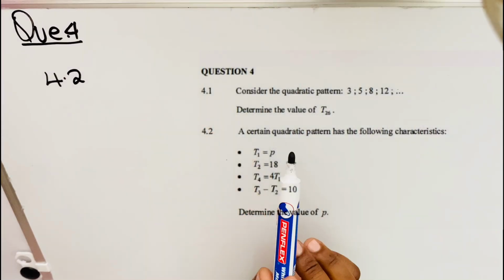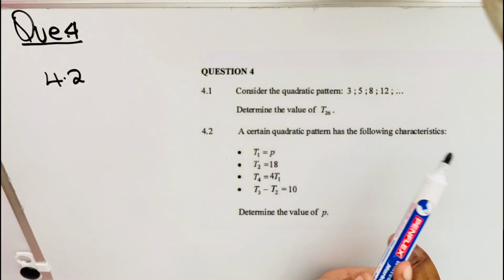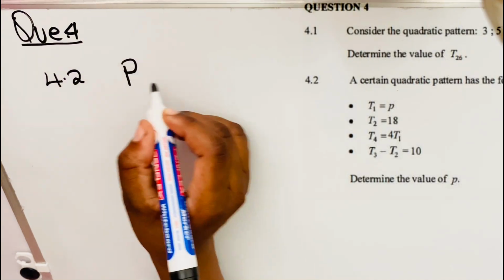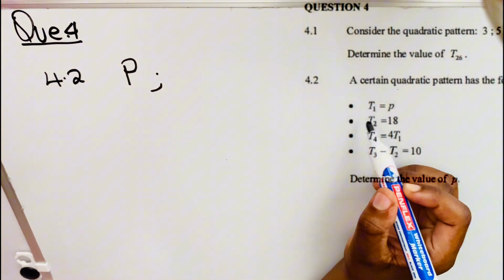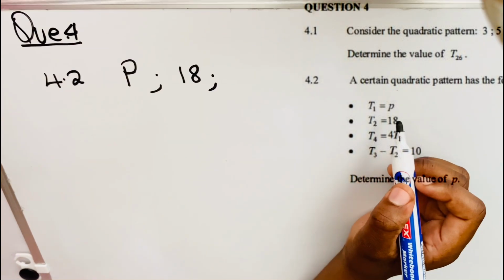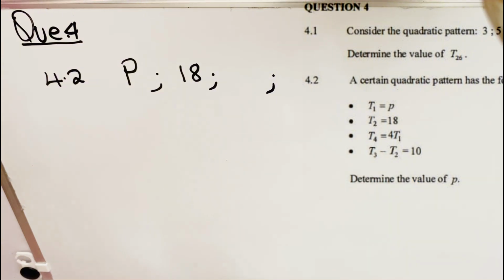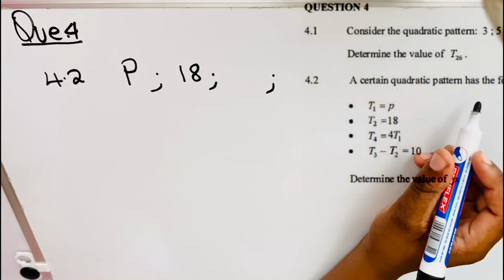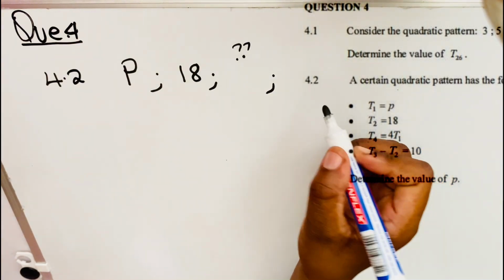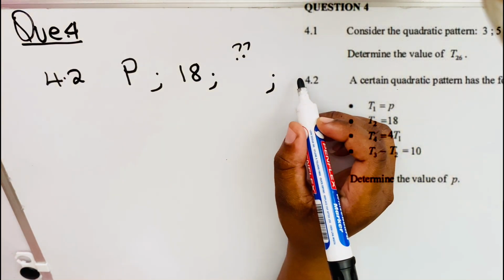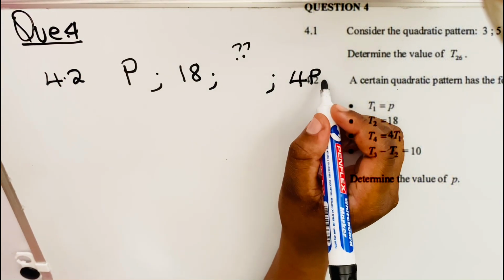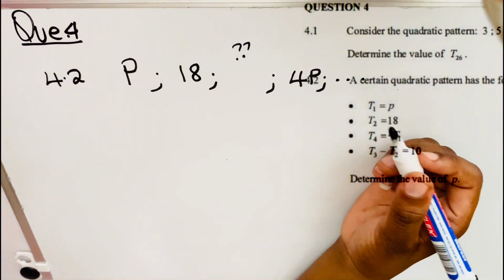Question 4.2: a certain quadratic pattern has the following characteristics. T1 is p, so term 1 is p. T2 is 18, term 2 is 18. T4 is 4 T1. We don't have a value for T3, but term 4 is 4 multiplied by the value in position 1, which is p. In short, it's 4p. This is the sequence.